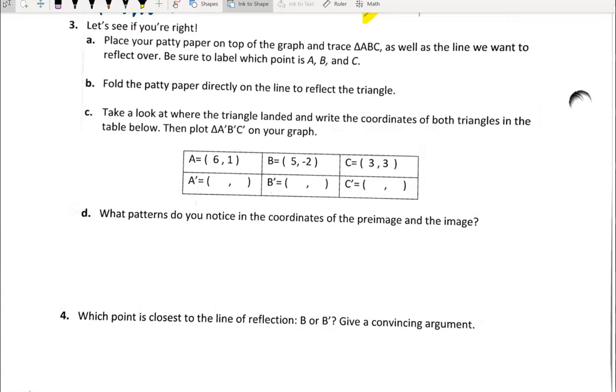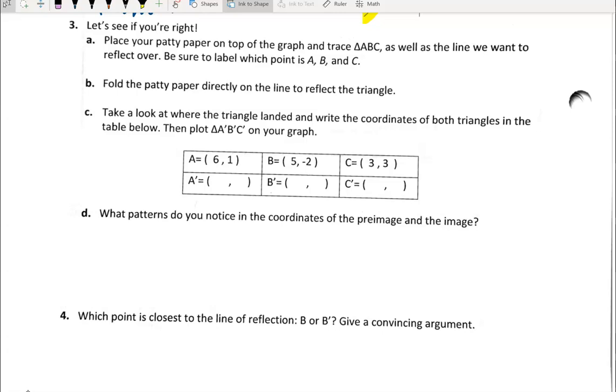Alright, so now to see if you're right, I want you to get a piece of patty paper, and let's read these directions here. Place your patty paper on top of the graph and trace triangle ABC as well as the line we want to reflect over. Okay, be sure to label which point is A, B, and C. Now, fold the patty paper directly on the line to reflect the triangle. Alright, so you want to take a look at where the triangle landed and write the coordinates of both triangles in the table below, then plot triangle A'B'C' on your graph.